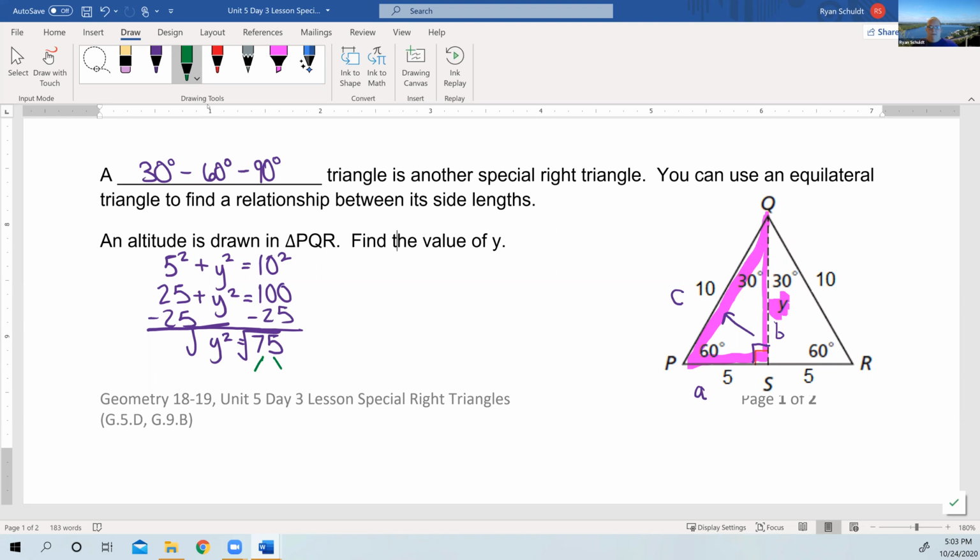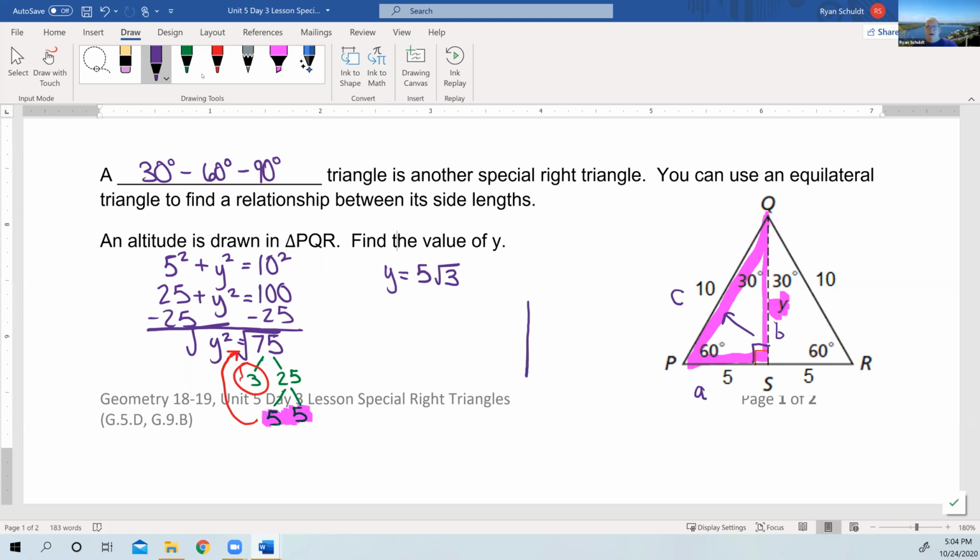Okay, so we need to simplify this. That's going to be 75. Let's see. 75 is 3 times 25. I break 25 down to 5 and 5. And then let's see. Couples go out on a date. The single stays home. So he comes out here. So y is equal to 5 square roots of 3.